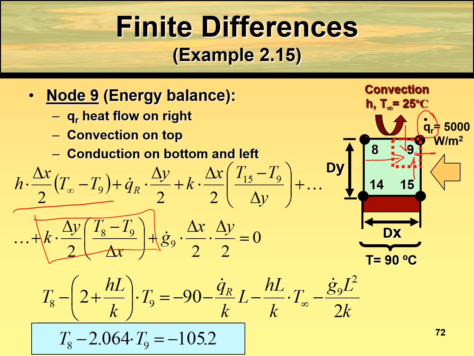And then 15 to 9 is also conduction. So we have K, and then this is the area. This area here is half delta X over 2, T15 minus T9, and then this length here is nothing but your delta Y, right? And not forgetting our heat generation. So this is half delta Y over 2 delta X over 2. So you get this times your heat generation.